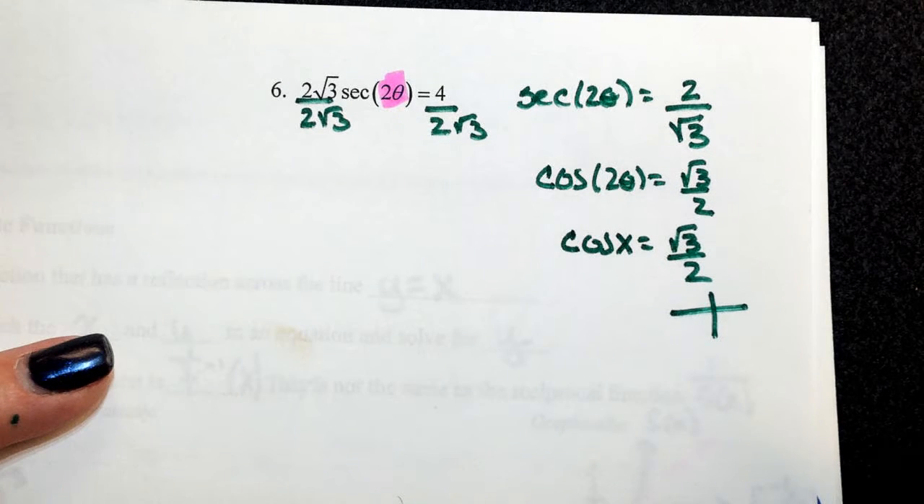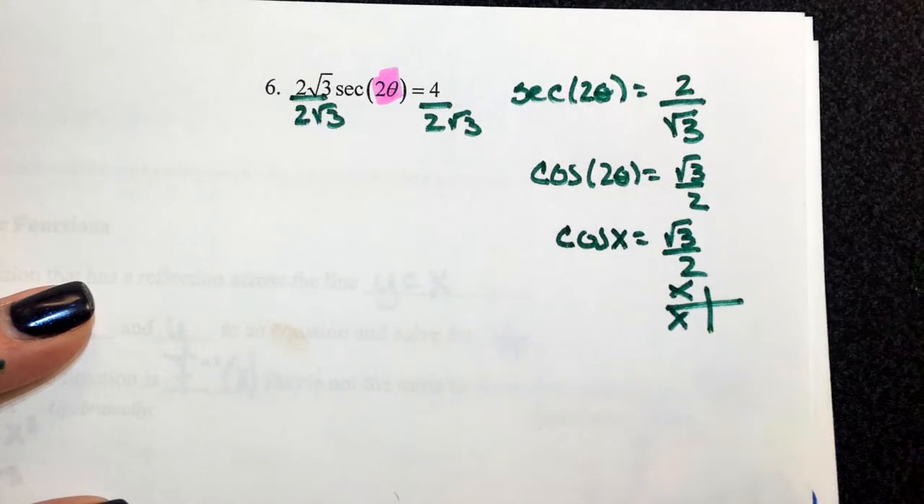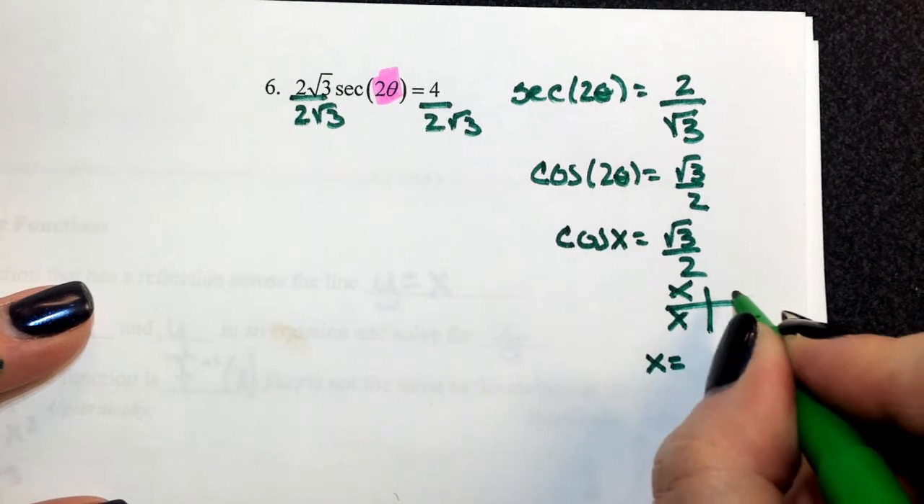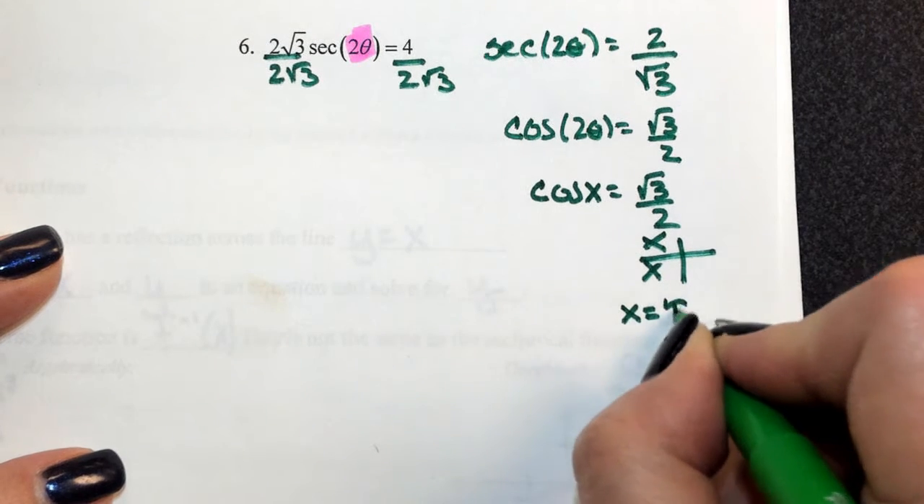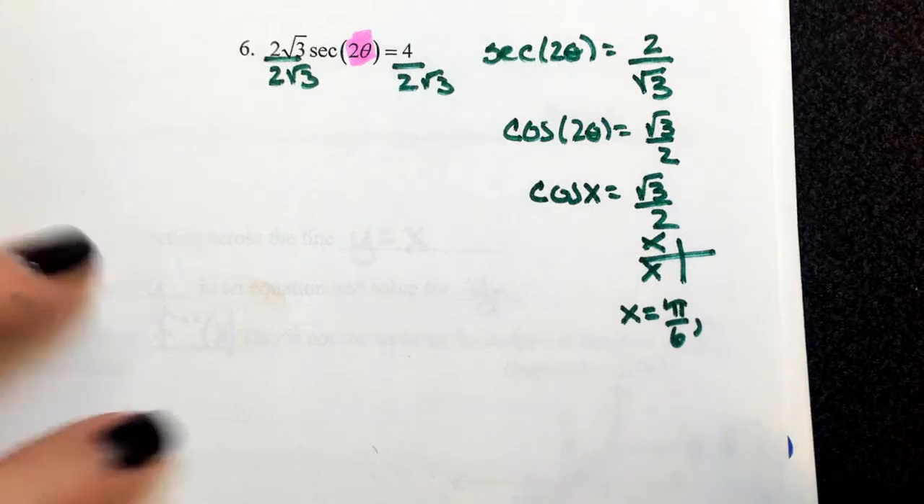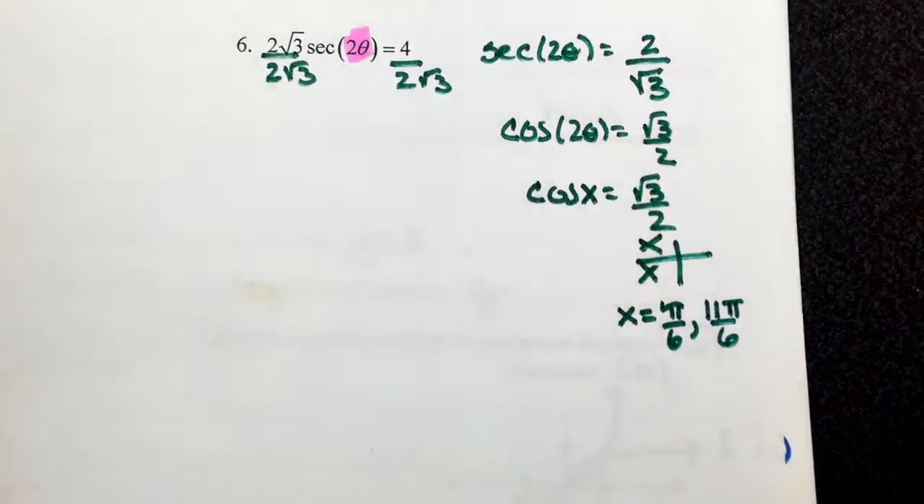So where's cosine positive? Let's see if Mrs. Berge can remember where cosine's positive. Cosine's positive where? 1 and 4. Very good. So my angle in quadrant 1 that has a cosine value of square root 3 over 2 is going to be at pi over 6. Down here in quadrant 4, it'll be 11 pi over 6.